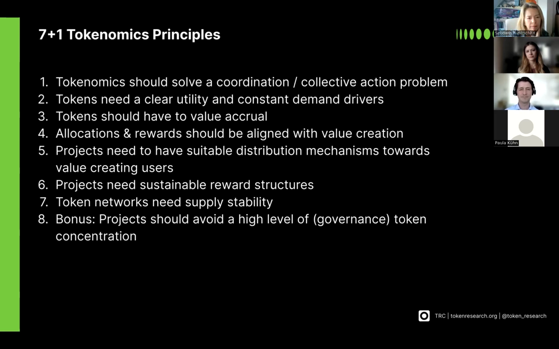The next one is really about distribution mechanisms. Airdrops don't really work, we've seen that time and time again. So we need the right distribution mechanisms to those creating value, and then 6 and 7 are fairly obvious ones. Projects need sustainable reward structures. Obviously you can't just burn money or create a token out of thin air and then inflate that token and burn it. That will also create a lot of sell pressure and falling prices.